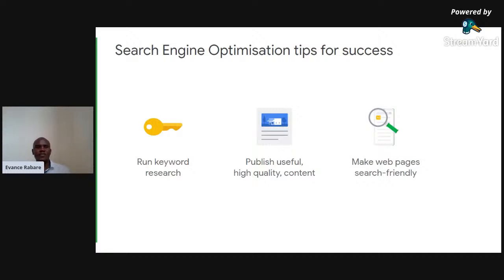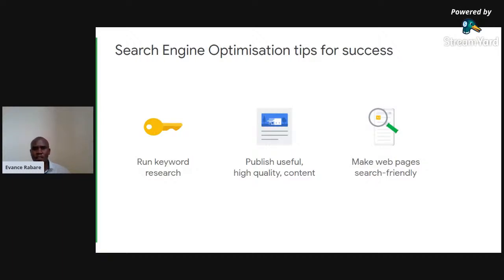All right, so let's look at search engine optimization tips for success. As I've just mentioned, SEO is just a shortcut. It will help improve your website visibility to people who are searching for products or services like yours. You can conduct keyword research, to discover and understand what words or phrases people are looking for when they're searching for your products and services related to your business.